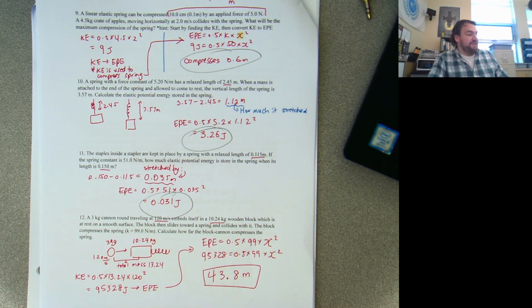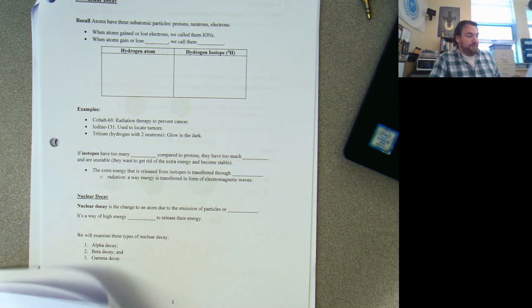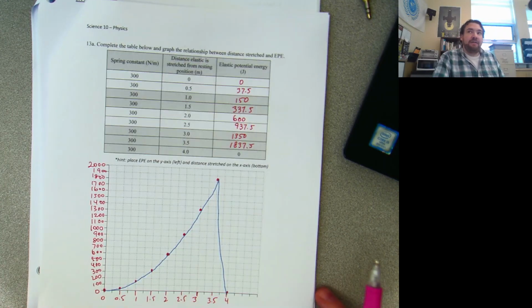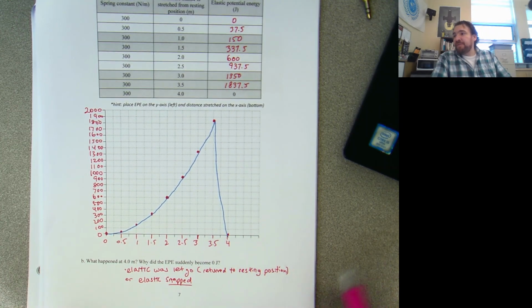Bless you. Comments, questions, concerns. Up to 12. Going once, twice, thrice, sold. Here's hoping you actually did your homework. And here's 13A and B. Graph should look like this.